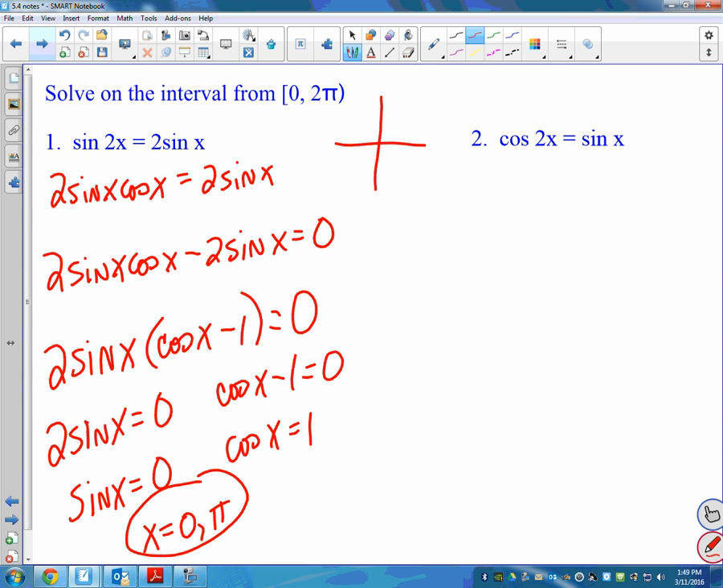What about number 2? Number 2 is where I think it's nice to know that there are 3 options, because you should pick the option that creates the least amount of work for you. It's not wrong to start with the factor, but think about your 3 options for what cosine of 2x can equal. It can equal cosine squared minus sine squared. It can equal 2 cosine squared minus 1. Or it can equal 1 minus 2 sine squared.